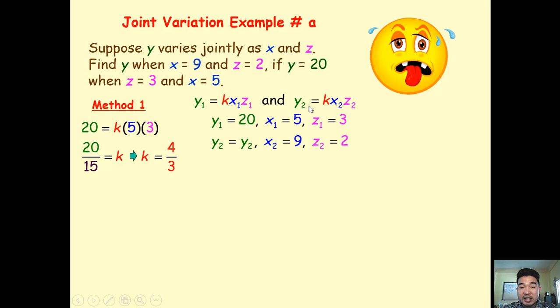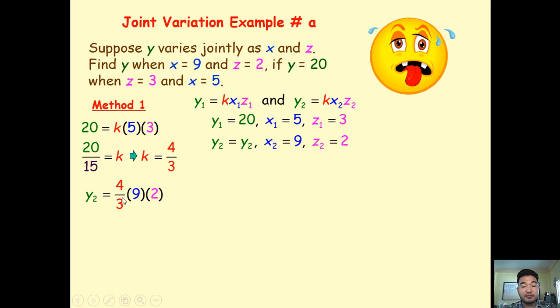So, using this second equation, by the way, magkamukha lang yan, ano? We substitute y sub 2 is equal to k, which is 4/3. Our x sub 2, which is 9, ayan siya. And our z sub 2, which is 2, ayan siya. Okay? So, again, using this equation, y sub 2 is equal to k. What is k? 4 over 3. And our x sub 2 is equal to 9. And our z sub 2 is equal to 2.